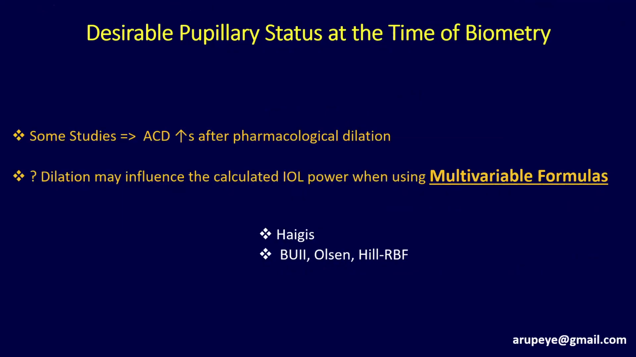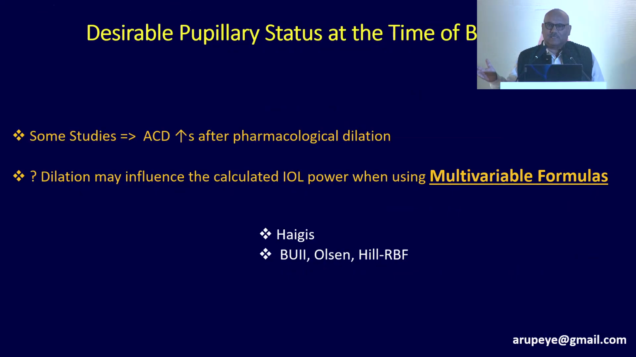Most of the biometry is performed without the pupil being dilated, but there are certain situations, for ultrasonic biometry as well as for optical biometry. Like this study published in JCRS, where the biometer was the IOL Master 700: about 8.52% of the cataract surgery patients did not give good quality measurements. Once these eyes were dilated, most of them could give a good measurement. So we need to dilate certain patients to get a high quality measurement.